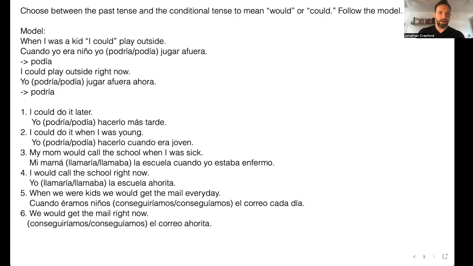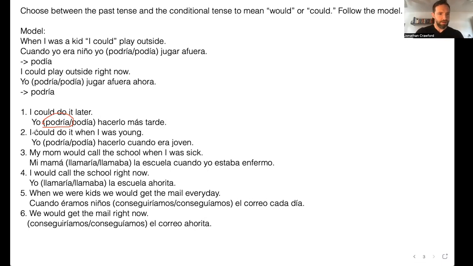All right. So I could do it later. Yo podría or yo podía hacerlo más tarde. Which one is it going to be? Más tarde means later. More late. Más tarde. Later. Yo podría or yo podía. Well, if it's later, like later on, it's going to be podría, right? It's going to be the conditional.